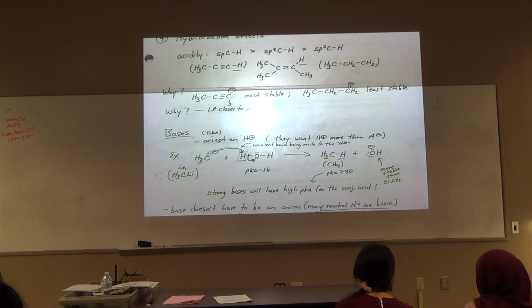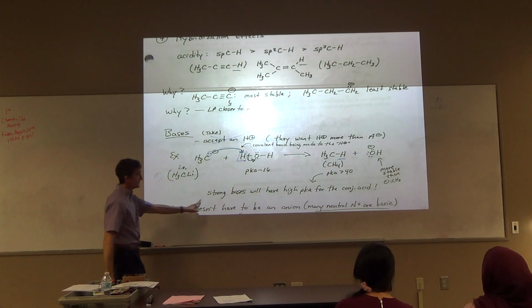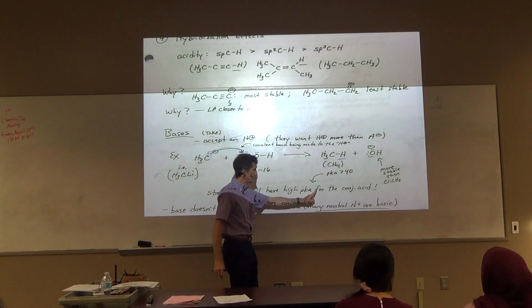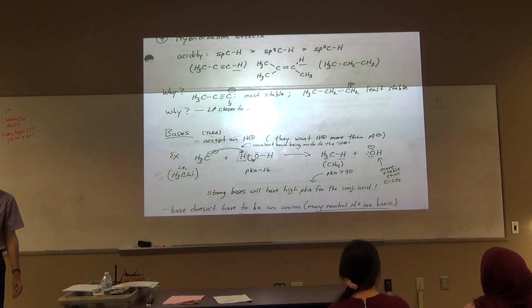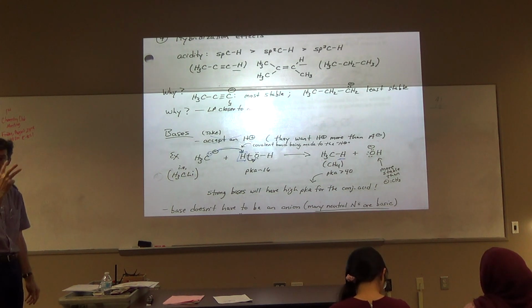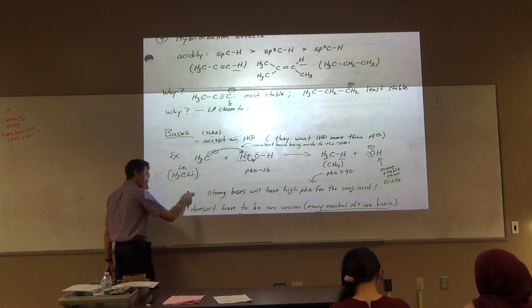Because an H plus consists of only a proton. It has no neutrons and no electrons because it's positive. Okay. Strong bases will have high pKa for conjugate acid. You should know that. And if not, you should go back to the very first page and think about your pKa equilibrium.